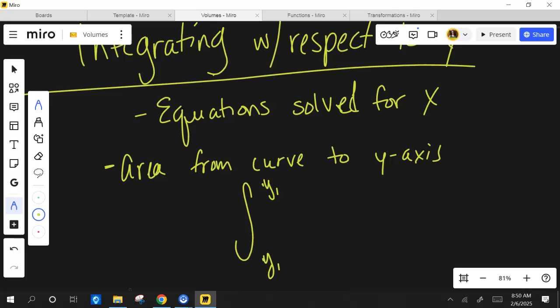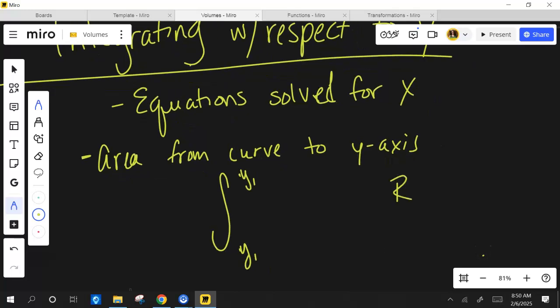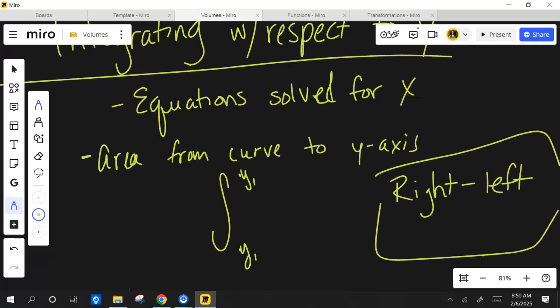Now, what you have to remember: you know how we do top curve minus bottom curve? This is right curve minus left curve. If you remember that, you'll be fine. If you remember it's got to be solved for x, right minus left, my bounds are my y values and not my x values. They're just y values, yeah.